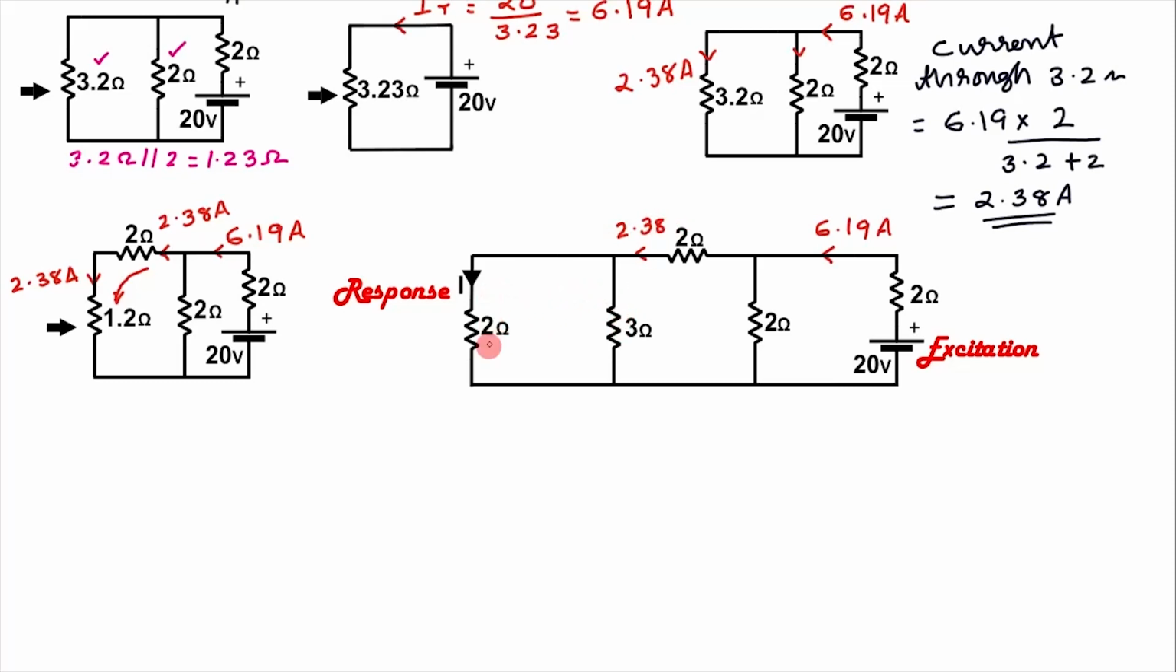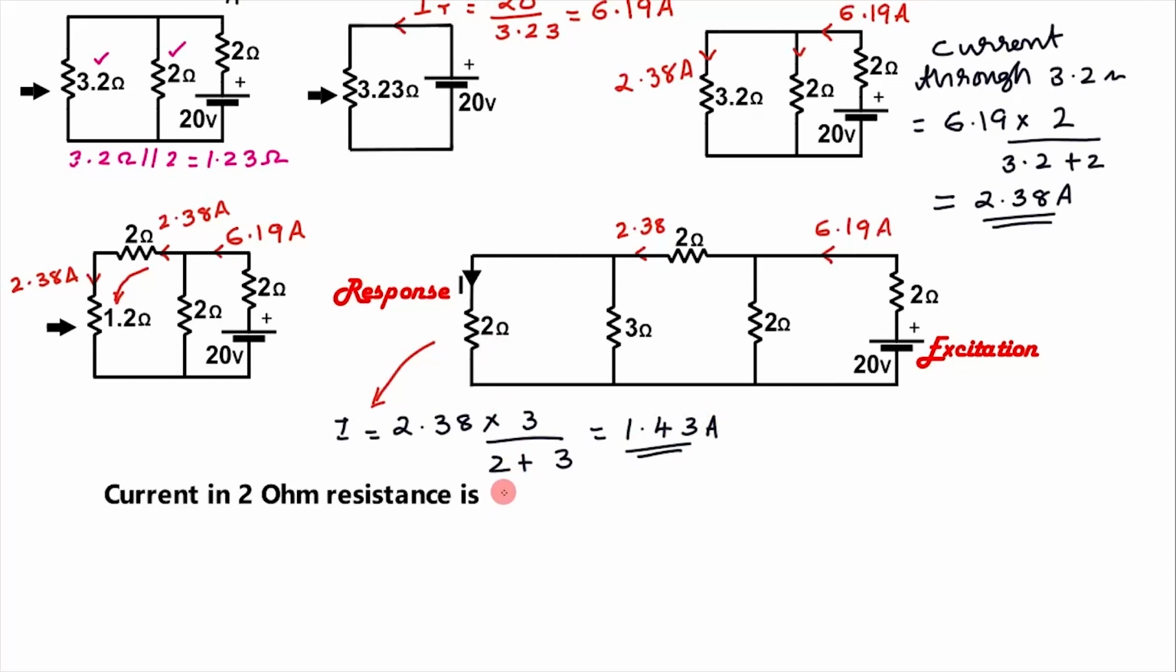The current flowing through this 2 ohm resistance I is equal to, as per the current divider rule, that is total current 2.38 into the resistance of the other branch 3 ohm divided by the total resistance of these two branches 2 plus 3, which is equal to 1.43 ampere. So we got the current in the 2 ohm resistance as 1.43 ampere.